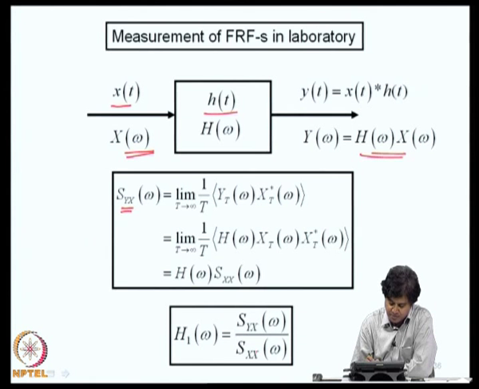So, if you are doing an experiment, you have to gather time histories of x of t and y of t and use statistical procedures to estimate Syx of omega and Sxx of omega. These are fairly standard tools, we will discuss this later, and if you take the ratio of that, you get h1 of omega. Whenever we measure x of t and y of t, there will be measurement noises that will create certain problems.